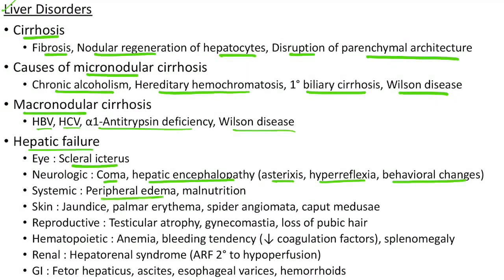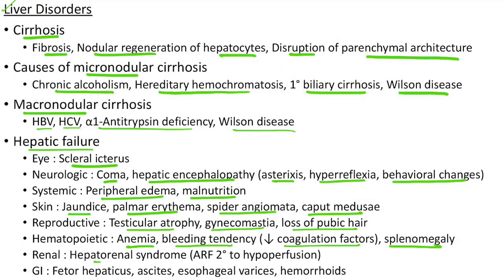Hepatic failure can lead to peripheral edema and malnutrition. Skin findings include jaundice, palmar erythema, spider angiomata and caput medusae. It can lead to testicular atrophy, gynecomastia and loss of pubic hair. Hematologic findings include anemia, bleeding tendency due to reduced coagulation factors and splenomegaly.